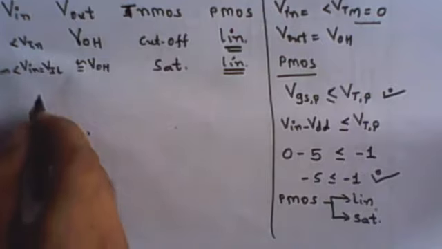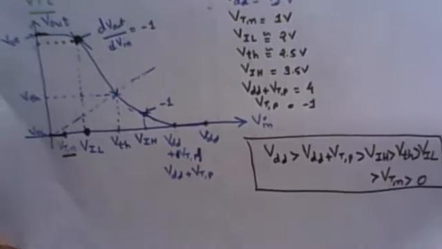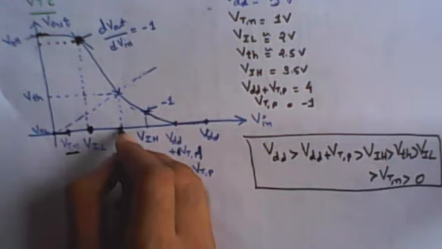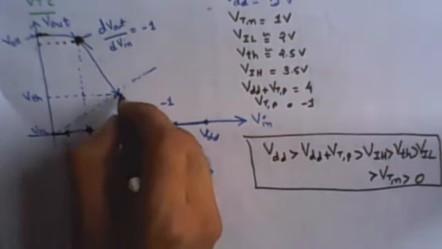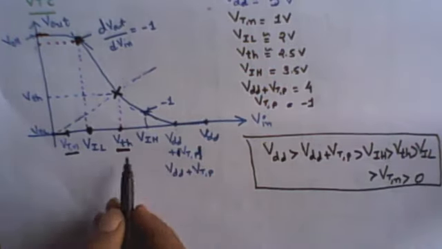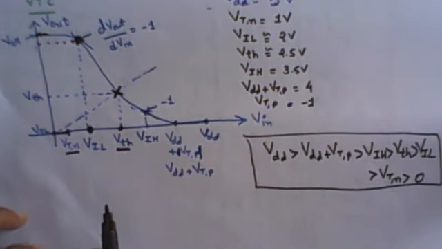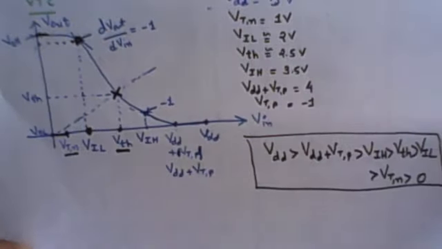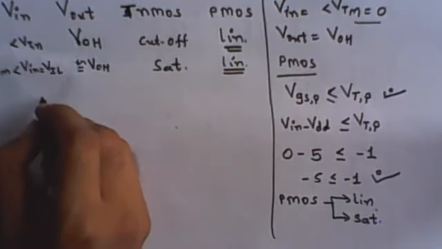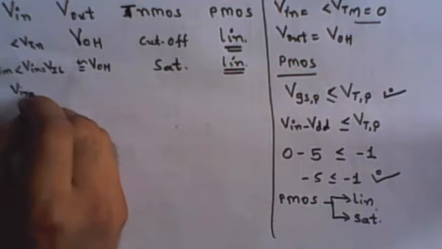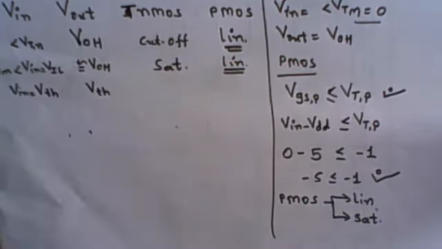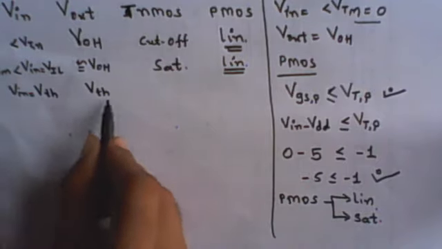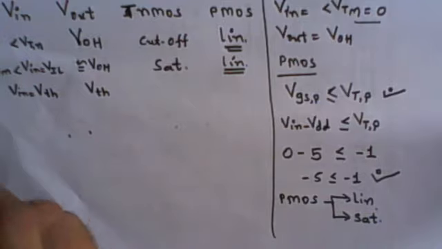Okay. Now let's take the case when input and output are equal at VTH. What is the operating region of the nMOSFET? When input and output are equal, and equal to VTH, at that time what is the operating region? So when input is equal to VTH, at that time output is also equal to VTH, because input and output are equal. So input is VTH, output is also VTH.